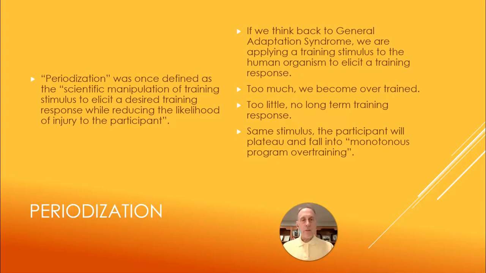We're applying the stimulus, and if it's too much, the person becomes overtrained. If it's too little, you'll have a little bit of a training response, but there will be no long-term training response because you just won't have that progressive overload. If you have the same stimulus, the participant will plateau, and same thing, they'll kind of go into this monotonous program overtraining, which is a terminology that's used in the book, and I think you see elsewhere. So I just want to point out that you have to kind of wrap yourself in the context of it's a training stimulus we're applying to the human organism to get a training response.